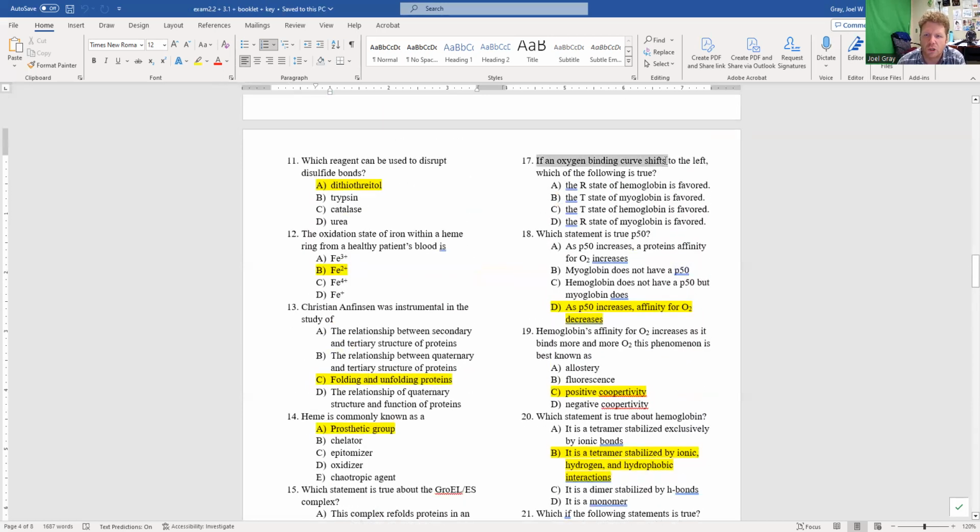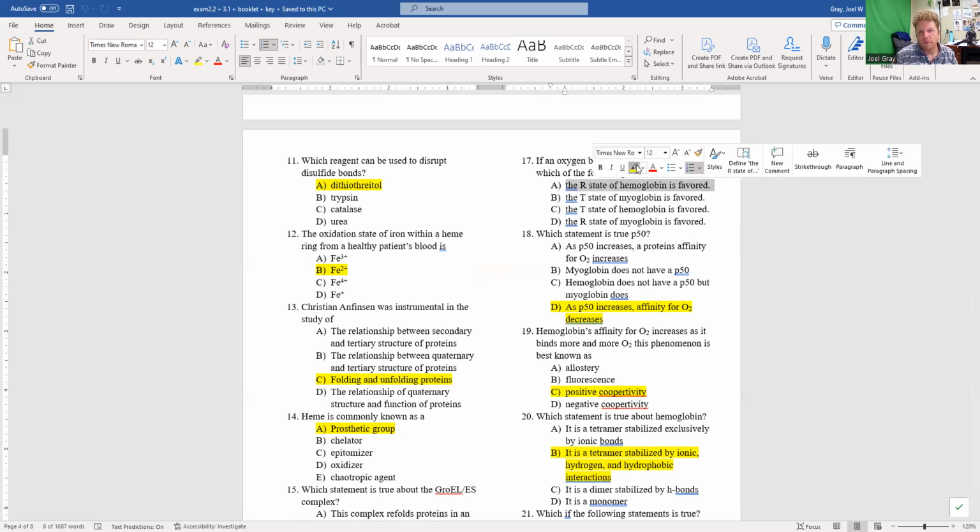If an oxygen binding protein curve shifts to the left, which of the following is true? Okay, so the curve shifts to the left. A, for hemoglobin, the R state is favored. B, the T state of myoglobin is favored. C, the T state of hemoglobin is favored. Or D, the R state of myoglobin is favored. Hemoglobin and myoglobin are different enough. One way in which they're different is myoglobin does not have a T or an R state. Hemoglobin does. And as that curve shifts to the left, that means the P50 gets lower. That means that the R state is more favored. So A is the correct answer for number 17.